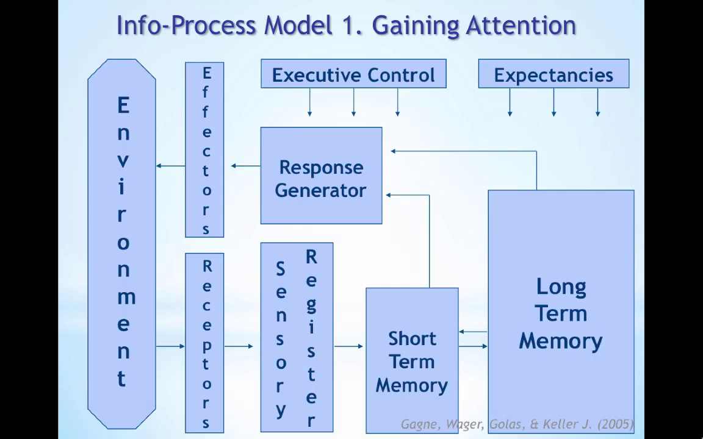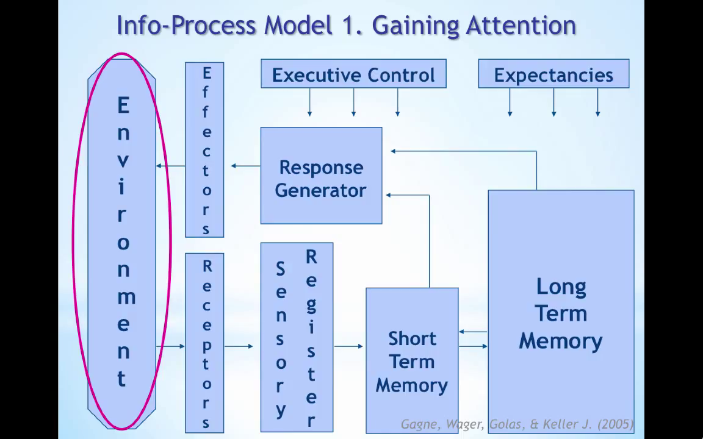The first part of the information processing model for gaining attention, and this is a different way to look at that information processing model, is that we have the environment here. That might be the classroom or the website or however else the information is delivered. And we see again our receptors. Those would be our eyes, ears, hands, or anything else we use to get the information in. That's where the gaining attention part of Gagne's 9 events takes place.